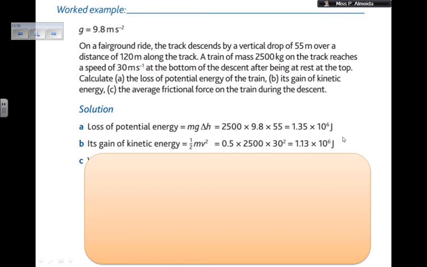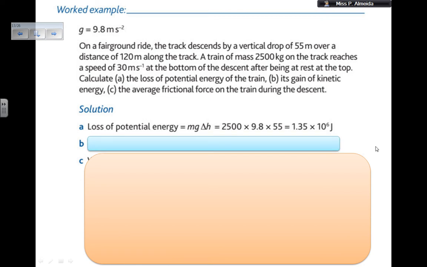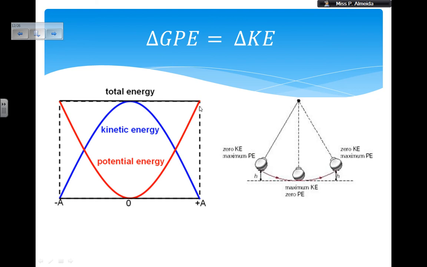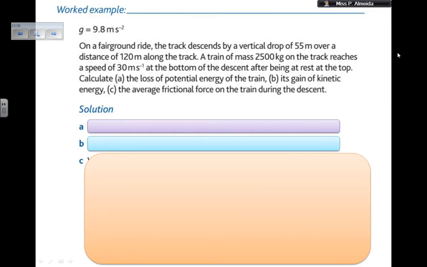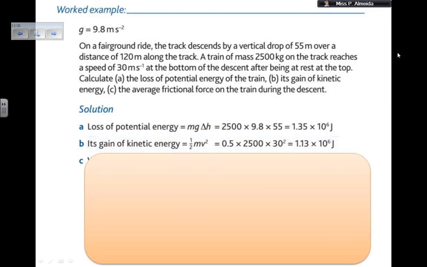Now, these numbers, in theory, would be the same, right? Remember? Let me just show you here. The total energy is the same. The change of gravitational potential energy should be the same as the change of the kinetic energy. However, that would be in an ideal situation with no friction, with no air resistance, with no energy being lost to sound or heat, okay? So that's why they have question C. What is the average frictional force on the train during the descent? So I'm going to have some of the energy lost because of friction.